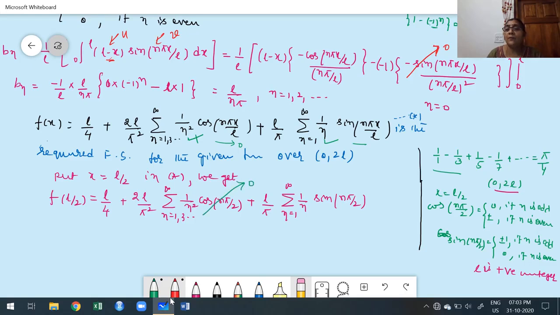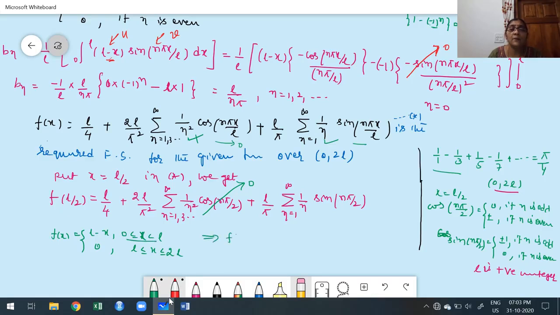I want to find out f of L by 2. What is my f of x? f of x is nothing but L minus x for x lies between 0 to L, and for x lies between L to 2L. Now, L by 2 is in the range 0 to L.